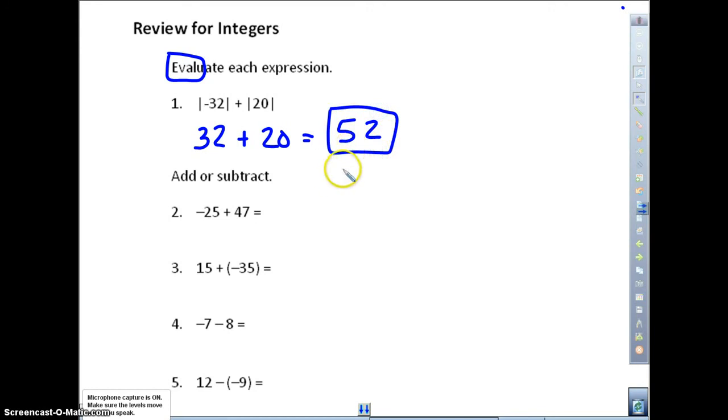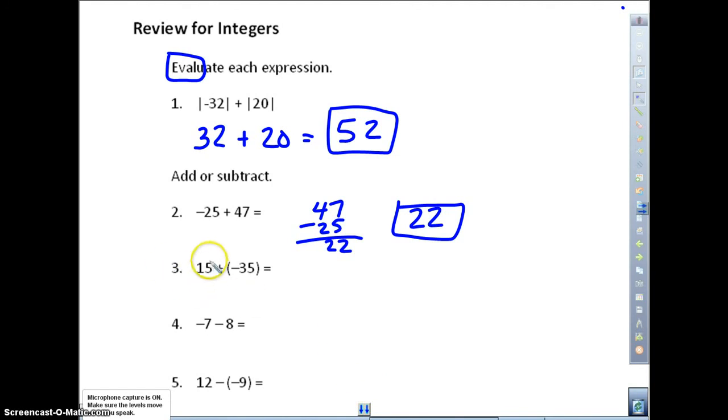All right, and we're reviewing this. We want to see how you guys do with your integers. We're going to add or subtract. I have negative 25 plus 47. Do you know that 25 of these positives here hook up with 25 of these negatives here and become 0? So I want to know how many positives are left over. So let's take out 25 of those positives. 22 positives are left behind.